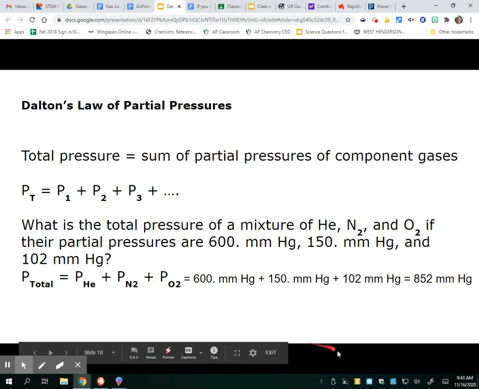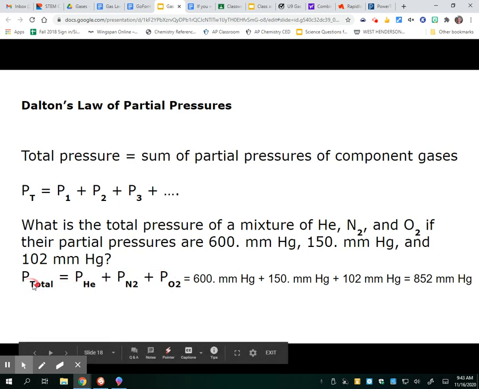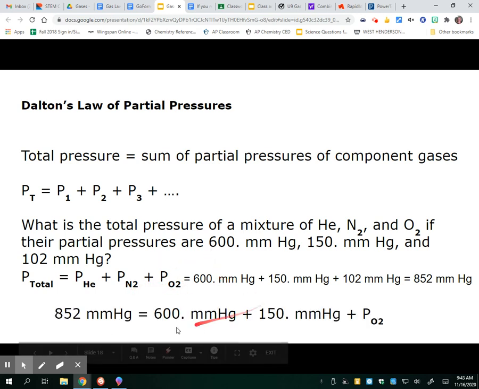Now, oftentimes they will rearrange this type of question just to make it a little more difficult. And they might say, you have a total pressure of 852, your pressure of helium is this, your pressure of nitrogen is this, what is the pressure of oxygen? So if you plug everything in there, you just have to solve for the partial pressure of oxygen, which means you're going to add these two together and subtract them from that total pressure.